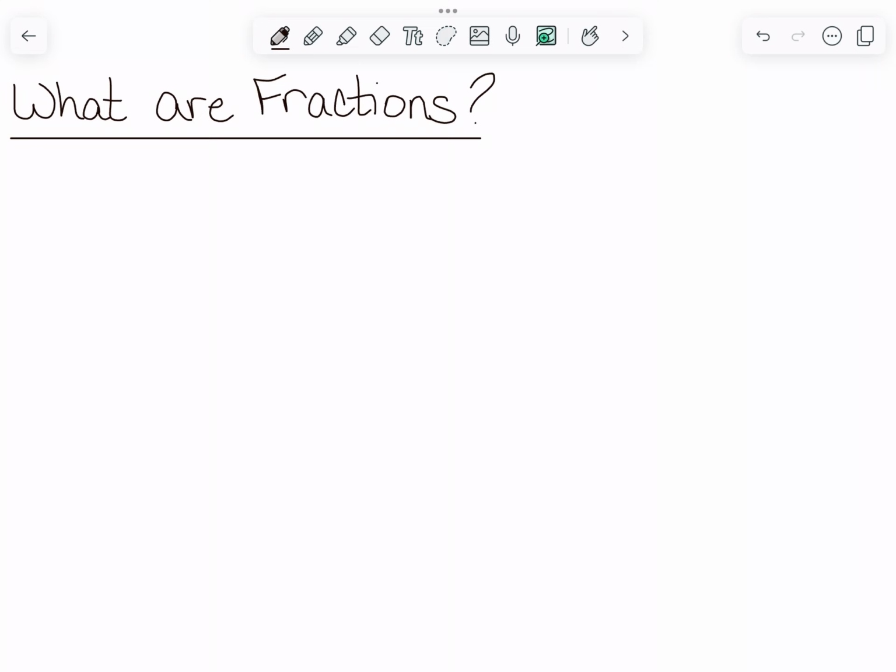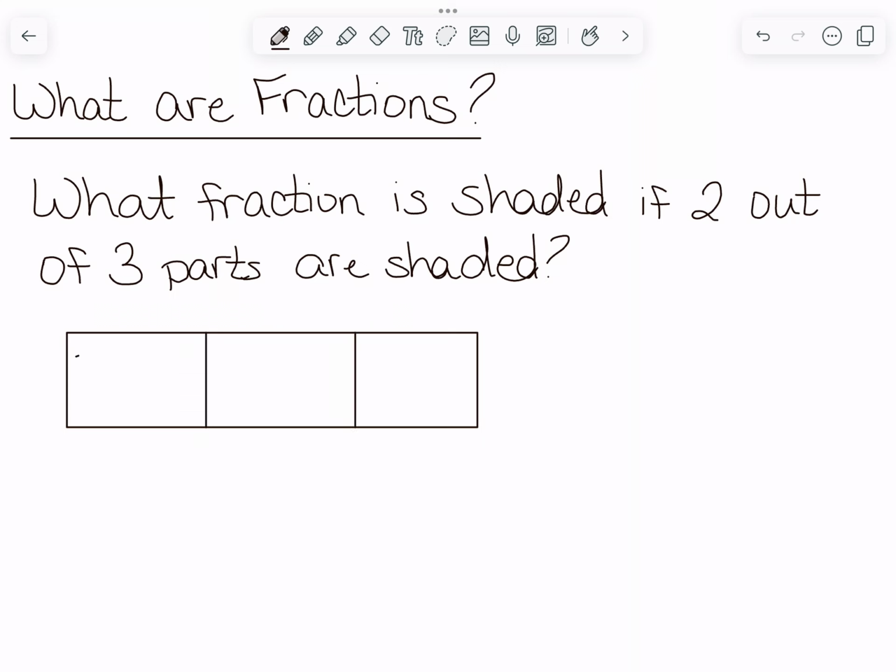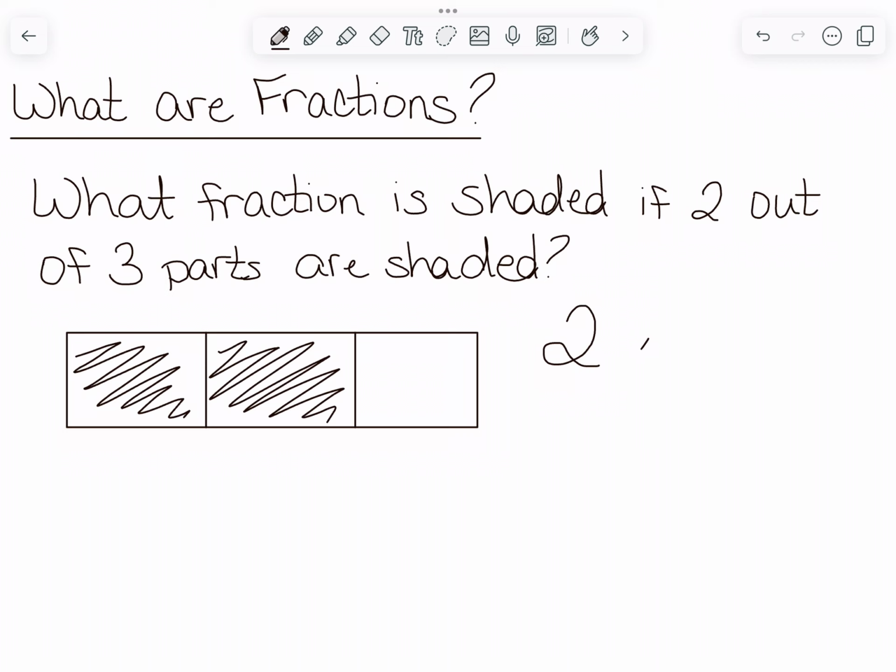Let's try a few examples to look at what different fractions can mean using these different definitions. First, what fraction is shaded if 2 out of 3 parts are shaded? It might be easier to draw a picture. When we draw pictures to represent fractions, we can do circles, squares, rectangles, or really any other shape. We do know that there are 3 parts in my rectangle here. And we know that 2 of them are shaded, so I will go ahead and color in 2 of these. So the fraction that's represented, we have 2 pieces, whereas 3 make up the whole, so 2/3.